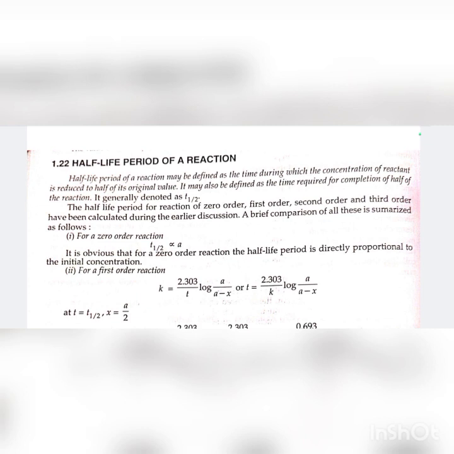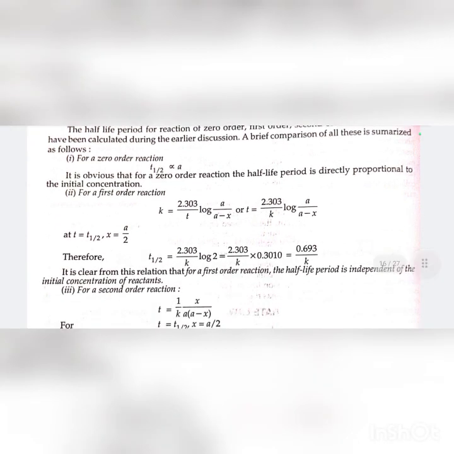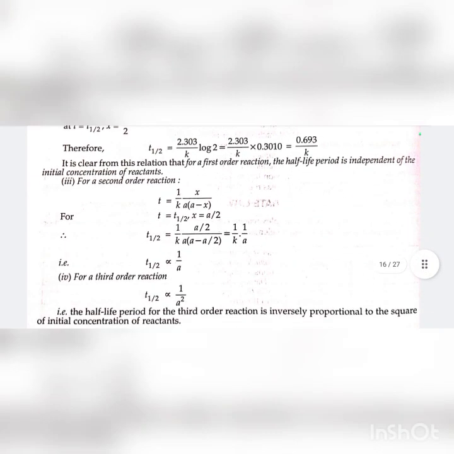For a zero order reaction, T half is directly proportional to A. It is obvious that for a zero order reaction, the half-life period is directly proportional to the initial concentration. For a first order reaction, it is clear from the relation that the half-life period is independent of the initial concentration of the reactant. For second order reactions, T half is inversely proportional to the initial concentration of the reactant. And for a third order reaction, the half-life period is inversely proportional to the square of the initial concentration of the reactants.